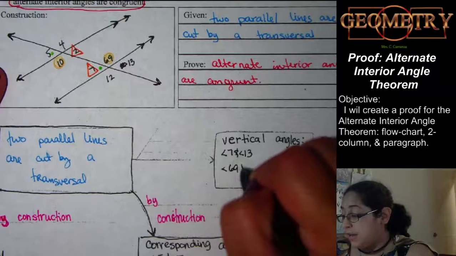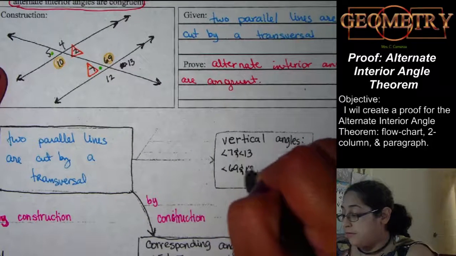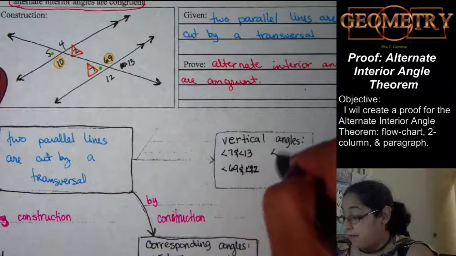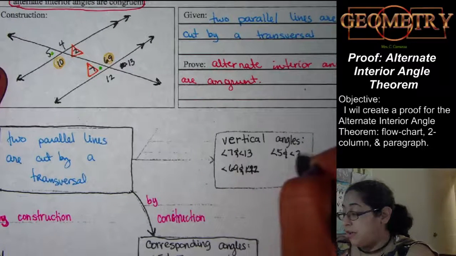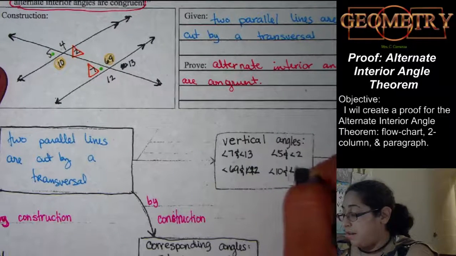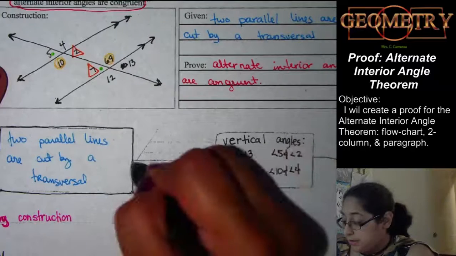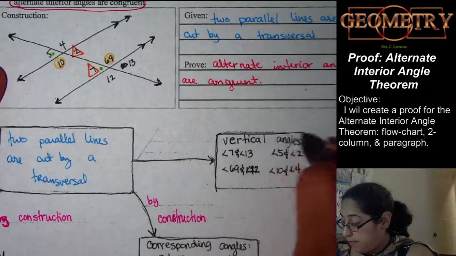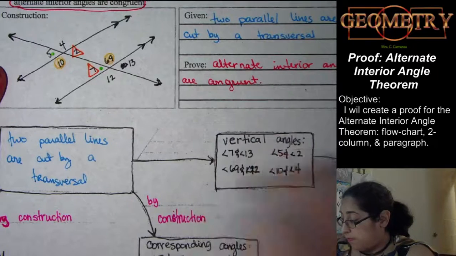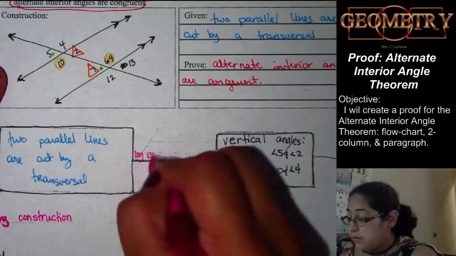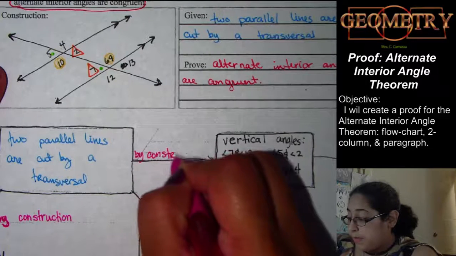Angle 69 and angle 12. Very good. Another pair? Angle 5 and angle 2. And another? Angle 10 and angle 4. Very nice. And again, this was given to us by the drawing.